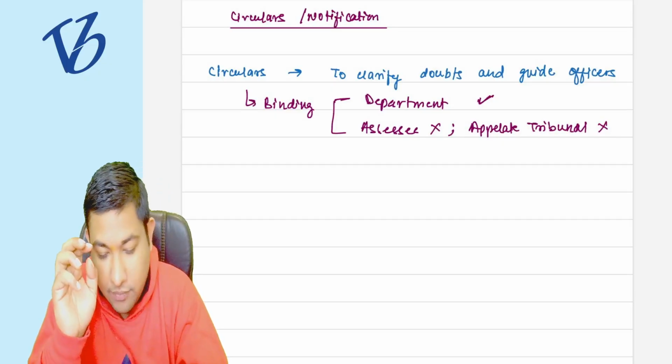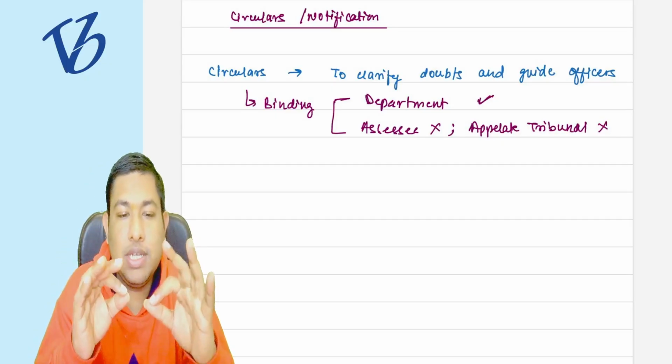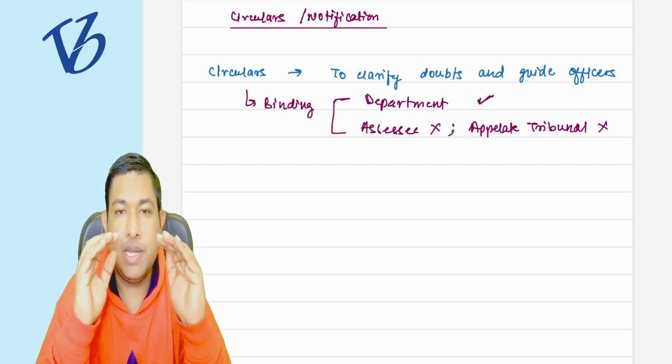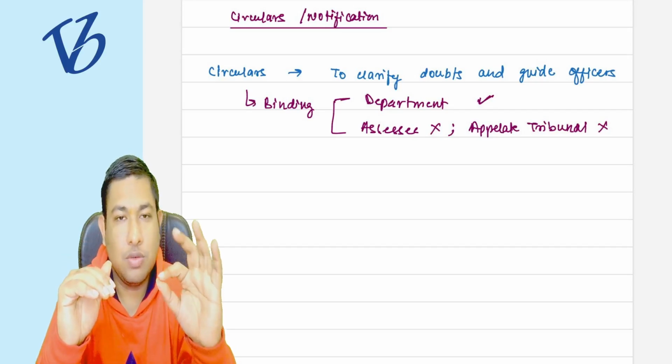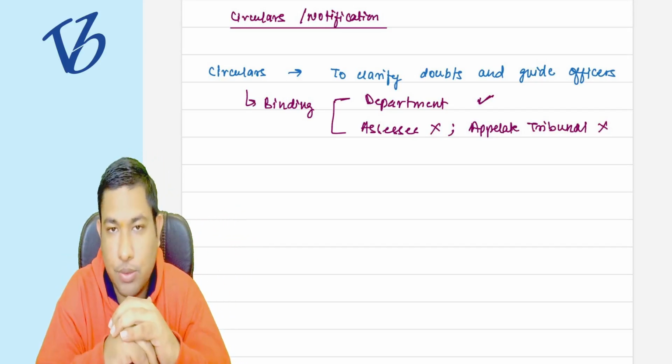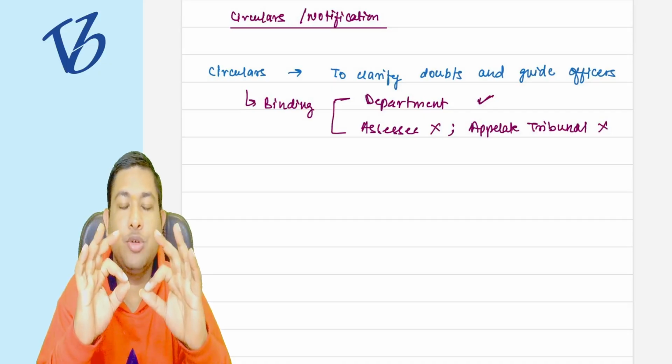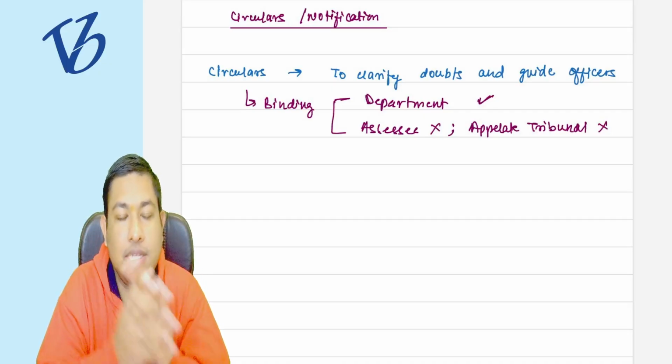Okay, now understand it. What is this? Usually the circulars are issued by the government, and the government has delegated the power to issue the circulars to the Central Board of Direct Taxes. So the Central Board of Direct Taxes usually uploads the circulars.